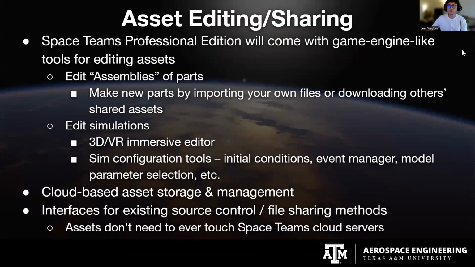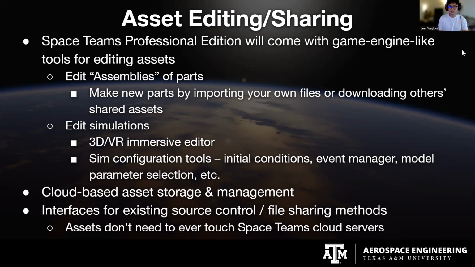So one of the things I want to point out that is a feature within our Space Teams Pro is that you have the ability to do asset editing and sharing. So the Professional Edition comes with game engine-like tools for editing assets, such as in Unreal Engine 4 or Unreal Engine 5. So you can edit these things called assemblies of parts. Assemblies are essentially a conglomeration of those CAD models that you put together. You can make new parts by importing it into your own files and downloading others and having a shared asset assembly.